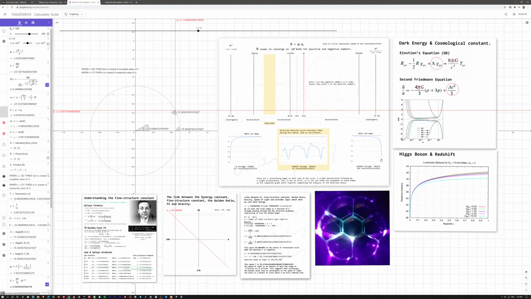Now, I had mentioned early on in my research that I posted as I was discovering it, that this seemed like it was dark energy, or seemed to suggest that there was a mathematical explanation for dark energy, not just a cosmological constant or some unexplained force that we don't understand.